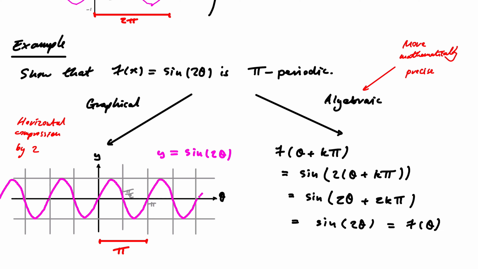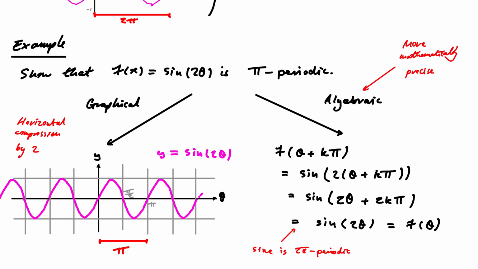So this again is because sine itself is 2 pi periodic: adding something to an input to sine which is an integer multiple of 2 pi doesn't change anything. That's what we're using here. So this is kind of two approaches to the same thing. The graphical one is very nice, but not mathematically completely airtight. The algebraic one is completely solid, but a little bit more opaque, I think.